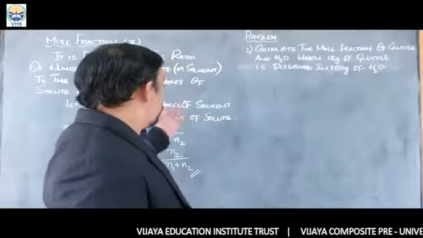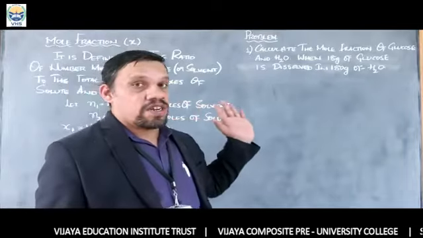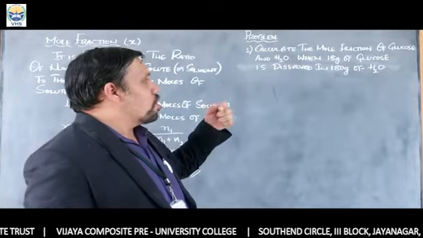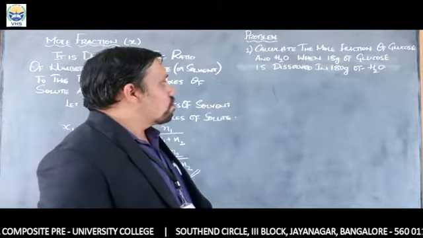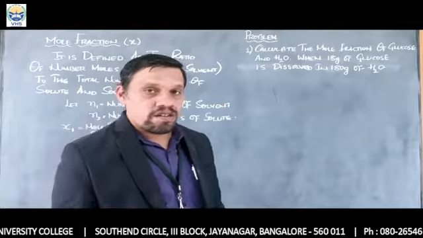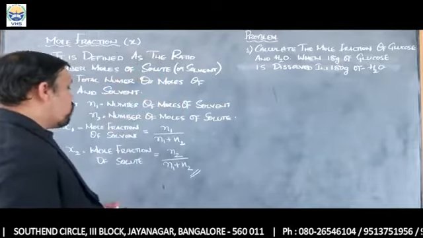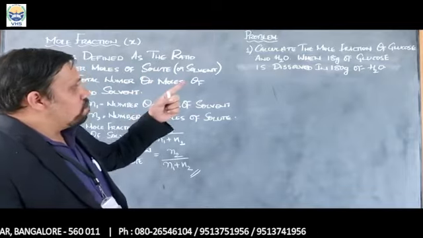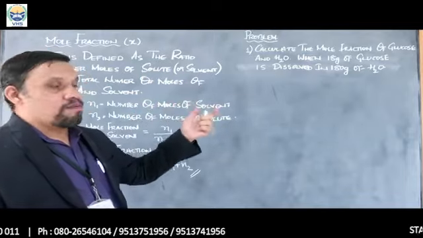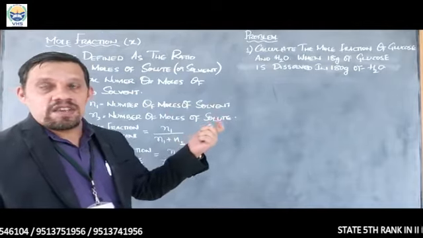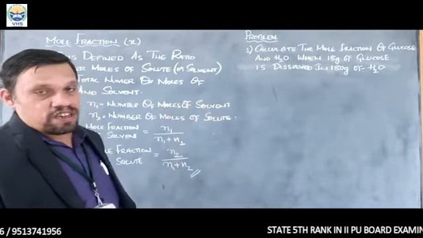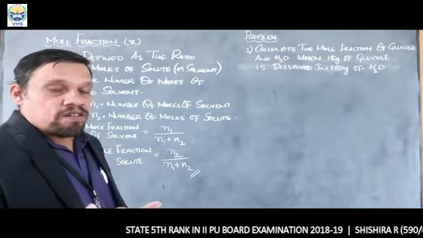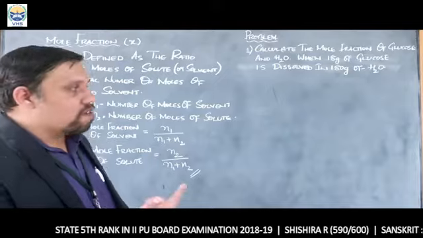Let us do a problem regarding this mole fraction. Calculate the mole fraction of glucose and water when 18 grams of glucose is dissolved in 180 grams of water. First of all, we should remember we have to find out the number of moles. We haven't been given the number of moles. We have been given grams, the solute and the solvent both expressed in grams. So we have to convert them into number of moles and then calculate.